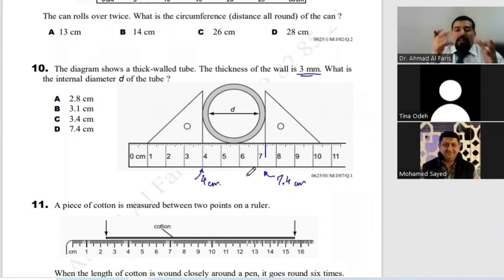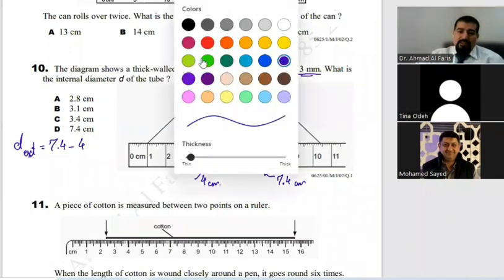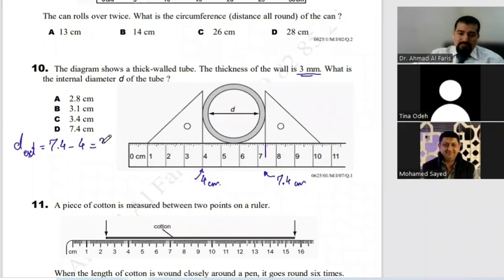Now, actually here, they didn't ask about the external diameter. Because if they ask about the external diameter, the diameter outside, what I'm going to do is subtract 7.4 minus 4, which is what? 3.4, and voila, I get the answer. I circle it, I lose the mark. They didn't ask about that. They ask about what? Bravo. They ask about the internal diameter.